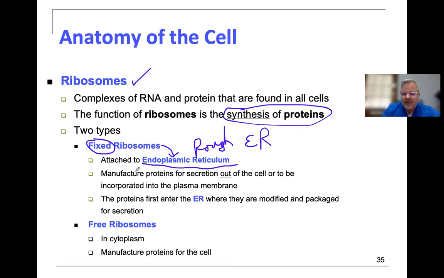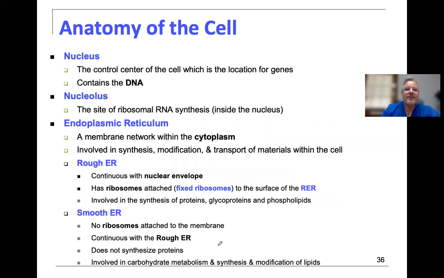So the ribosomes are responsible for manufacturing proteins for secretion out of the cell, or they can also be used to help recycle the proteins within the cell membrane, because those proteins can become damaged and we have to repair and regenerate them. Free ribosomes, which are not the same thing as fixed ribosomes, are found scattered throughout the cytoplasm. The proteins that they make are utilized for the cell. They're not used to ship them out of the cell.